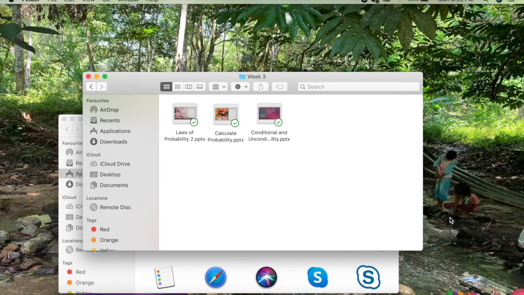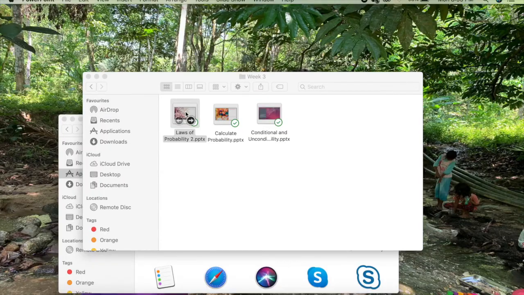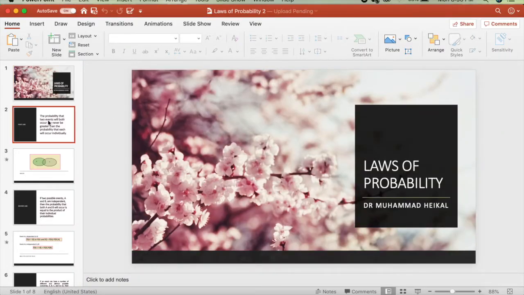Okay, previously we learned about the sample space and events of probability, which include how to determine and identify the union, the intersection, as well as the complement. So in this slide, we're going to learn more about the laws of probability.